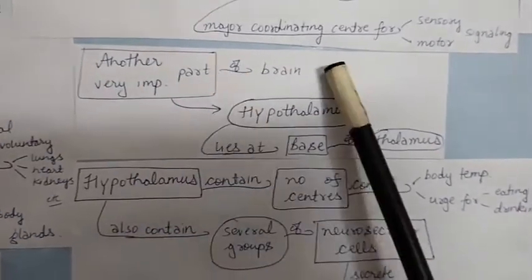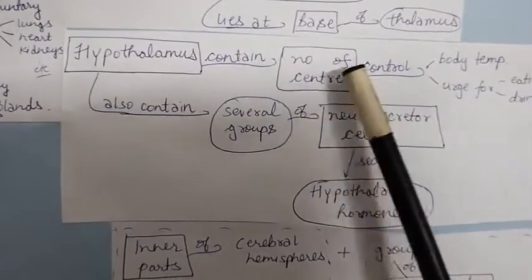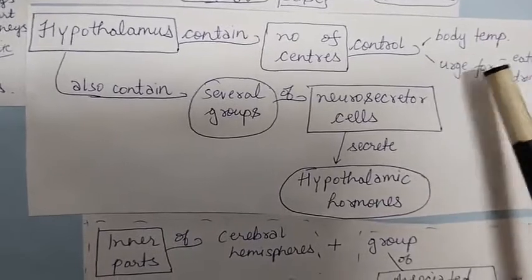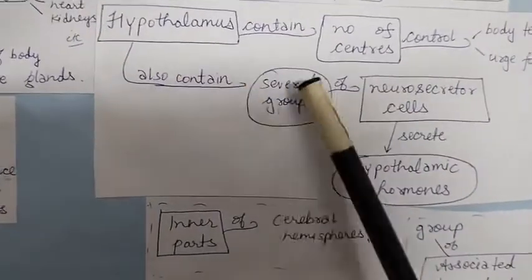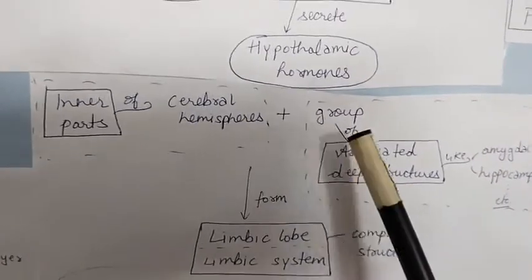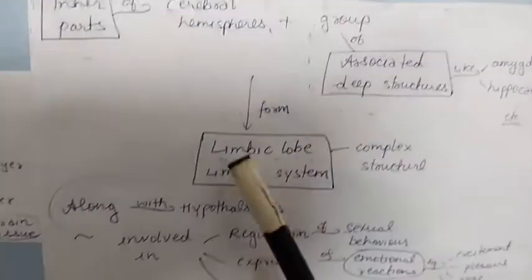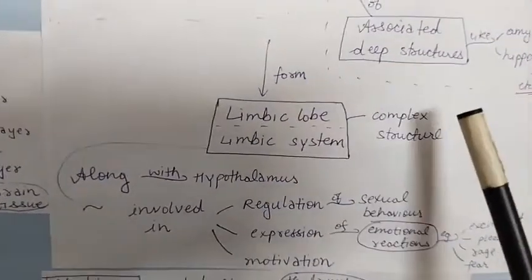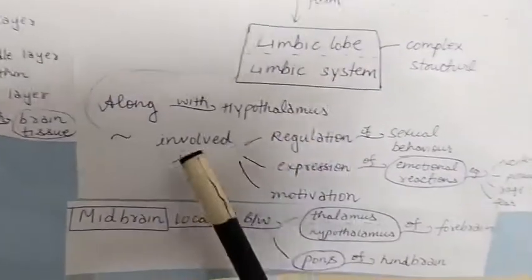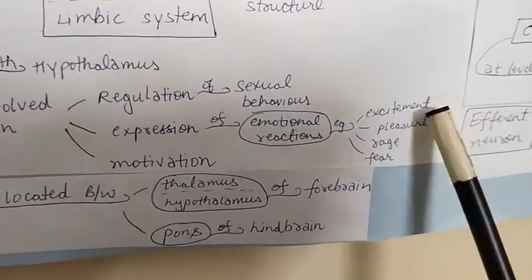Another very important part of the brain is the hypothalamus. It lies at the base of the thalamus. The hypothalamus contains a number of centers that control body temperature and urge for eating or drinking. It also contains several groups of neurosecretory cells which secrete hypothalamic hormones. The inner parts of the cerebral hemispheres plus a group of associated deep structures like amygdala, hippocampus, etc. form the limbic lobe or limbic system. It's a complex structure. This, along with the hypothalamus, is involved in regulation of sexual behavior, expression of emotional reactions, for example excitement, pleasure, rage, fear, and motivation.